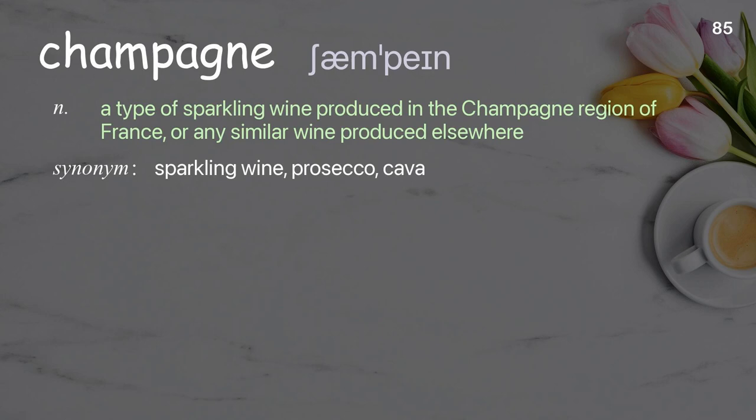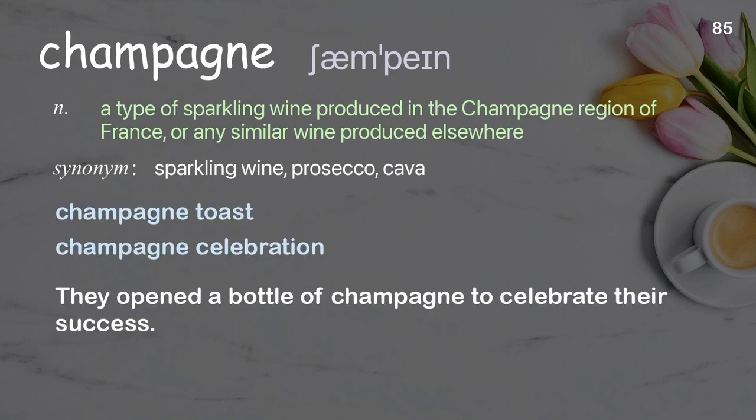Champagne. A type of sparkling wine produced in the Champagne region of France, or any similar wine produced elsewhere. Examples: champagne toast, champagne celebration. They opened a bottle of champagne to celebrate their success.